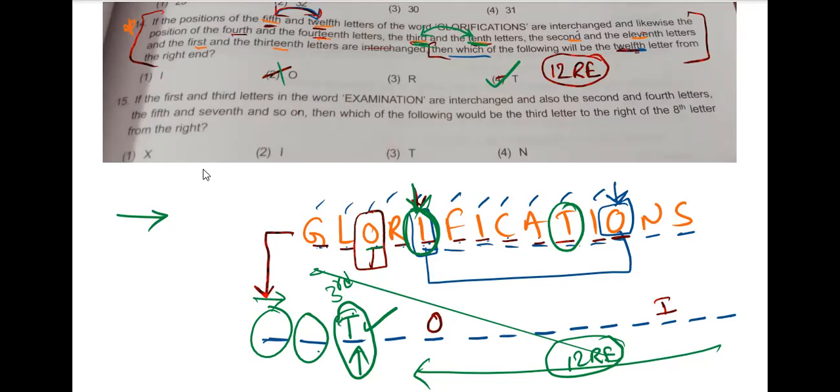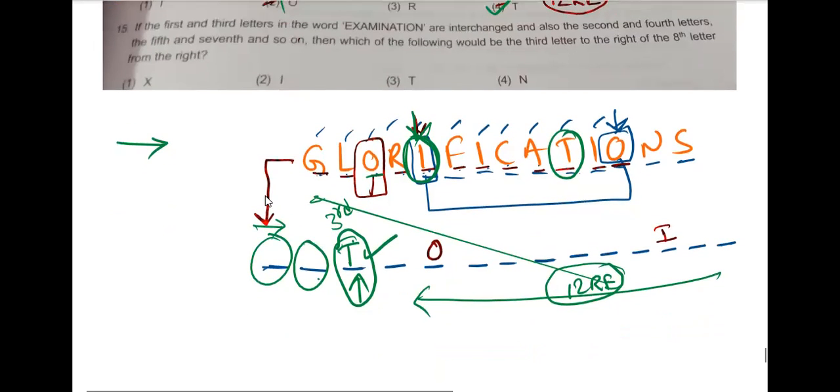Okay, sir. Then the 15th question. If the first and third letters in the word are interchanged, and also the second and fourth letters are interchanged, the fifth and seventh, and so on. Then what is our requirement here? Which letter would be the third letter to the right of the eighth letter from the right end? See, the third to the right of the eighth letter from the right end, he is asking.